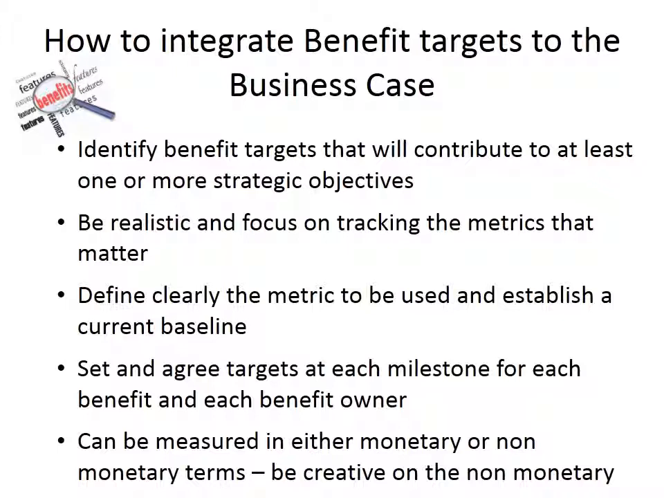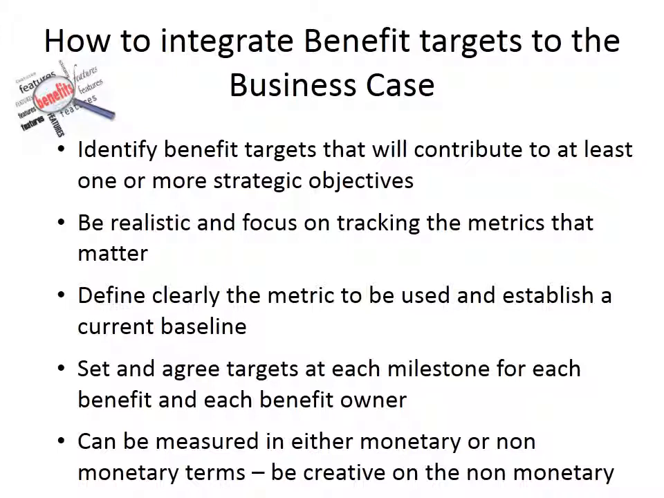Once we start identifying those benefits, we need to really be realistic and focus on tracking the metrics that matter. What I mean by that is really choose benefits and outcomes that will really define, explain what the benefits or the value we want to achieve are. And that brings us to the next point, define clearly the metrics to be used. What does that mean? You have to identify the metric, you have to define the targets, you have to identify the data source, how we're going to be able to track these benefits and what data we're going to use to do that.